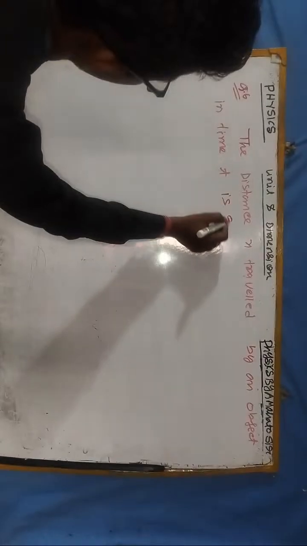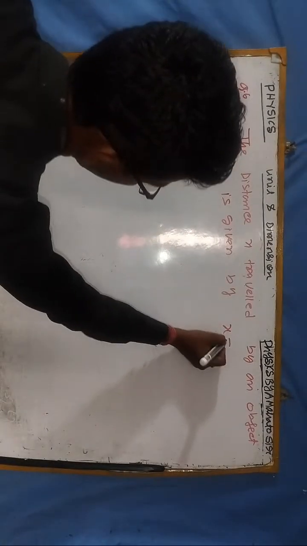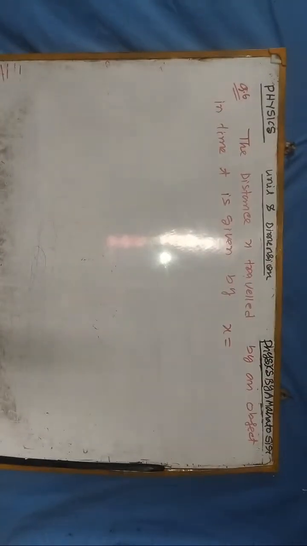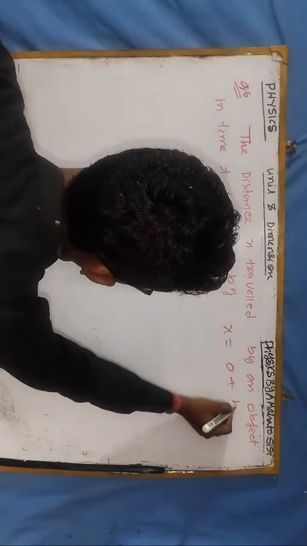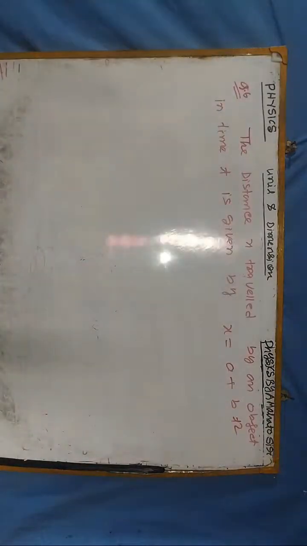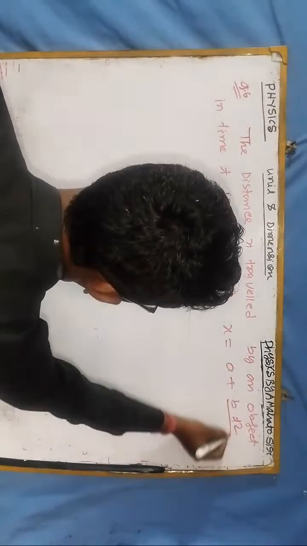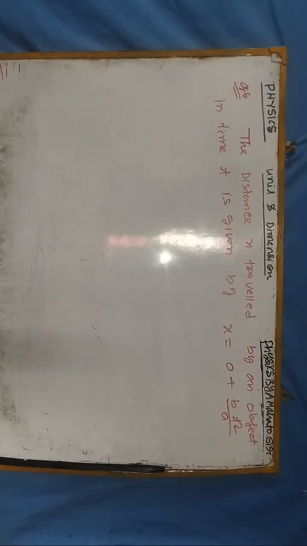x equal to a plus b t square by a. So x equal to a plus b t square by a.